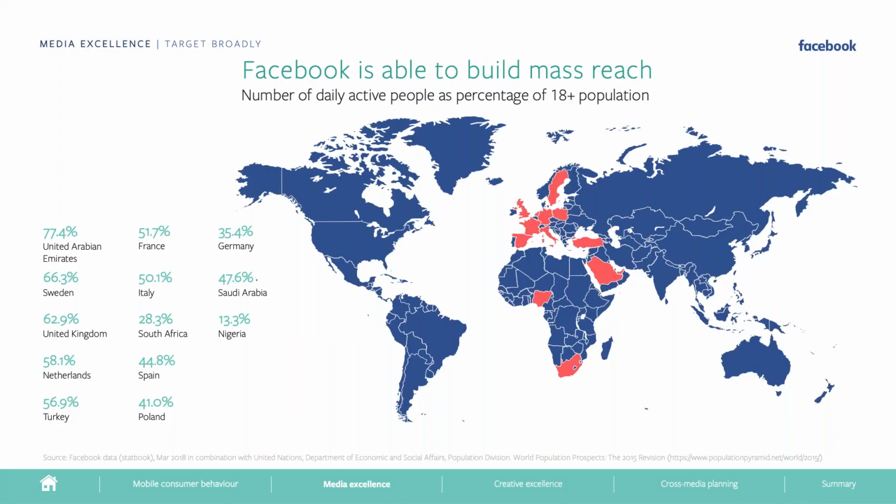At Facebook, you are able to build mass reach due to our high penetration of daily active people. As you can see on this map, Facebook has a daily penetration across Europe in the target group of 18 plus of between 35 and 77%. So use that possibility wisely and stay away from micro-targeting, even though it might be irresistible at first sight.